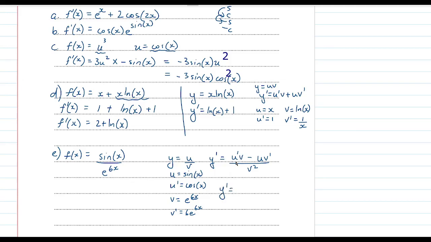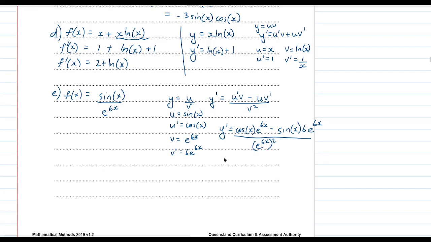So y dash is going to be u dash v, which is cos x, times e to the 6x, minus uv dash. So that's sine x times 6e to the 6x, all over v squared. So that's going to be e to the 6x all squared. If we simplify this, we have e to the 6x common to everything, so it's just going to become cos x minus 6 sine x all over e to the 6x. Okay, so let's write that in.